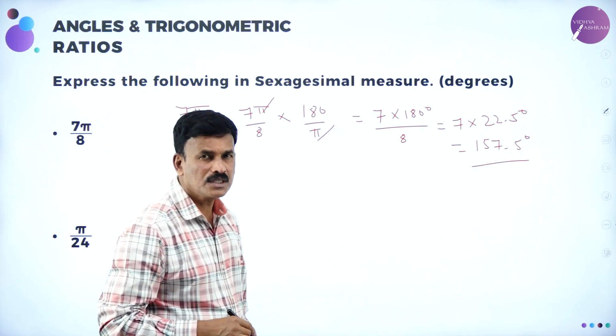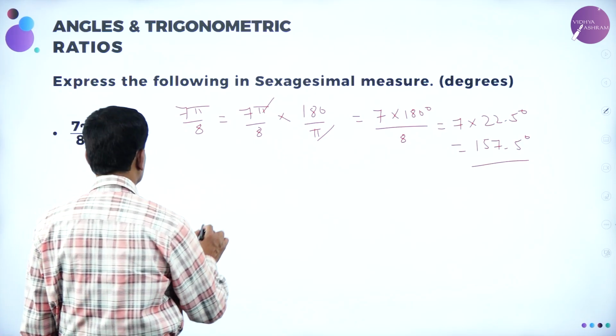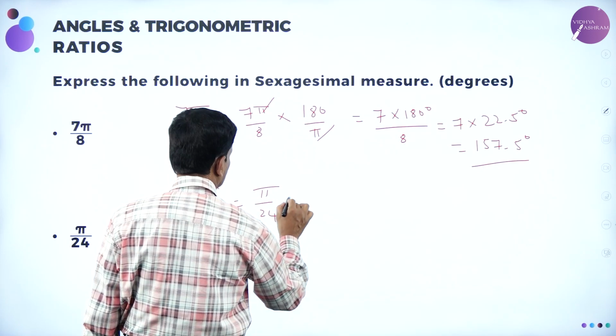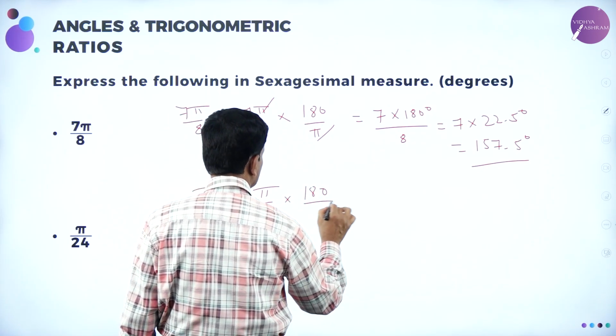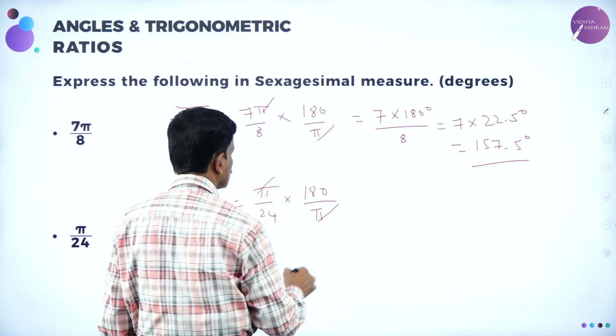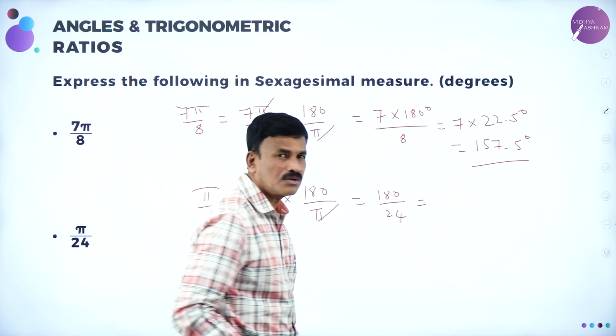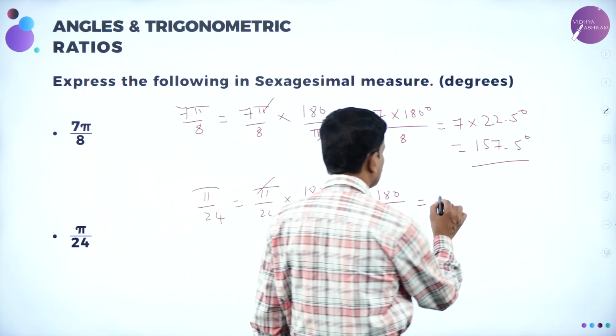157.5 degrees. Okay. Next, pi by 24. Pi by 24 into 180 divided by pi. This gets cancelled. 180 divided by 24. What is this equal to? This is equal to 7.5 degrees.